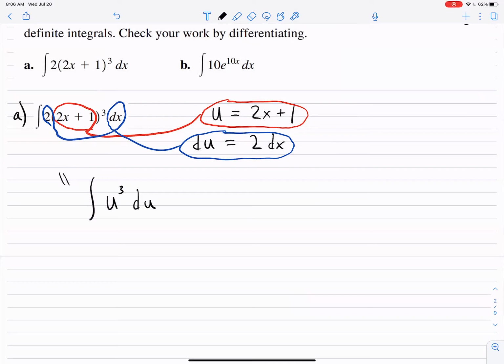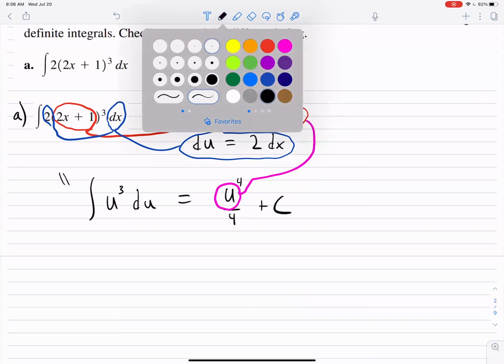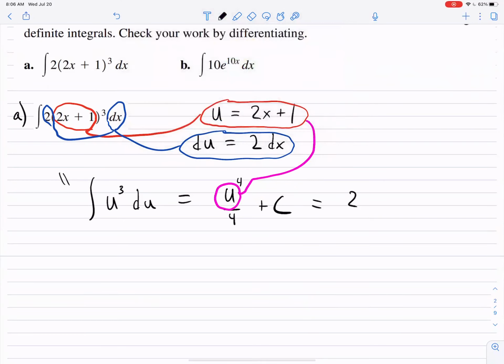And now that's an integral we know how to do using the power rule. This is u to the 4th over 4 plus c. Now the final step is to plug this back in for u. Maybe I'll do it in a different color. So now final step is plug that in for u right there. And so this is going to be 2x plus 1 to the 4th over 4 plus c. And so that is our final answer.